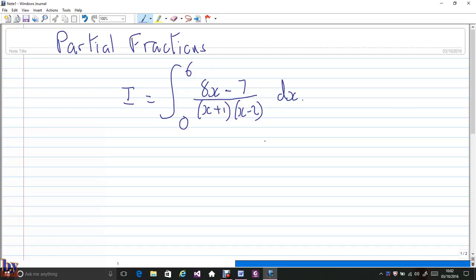I equals the integration between 0 and 6 of (8x minus 7) over (x plus 1)(x minus 2) with respect to x. Now, of course, normal integration, you just basically make it fit the standard tables. And unfortunately, this expression will never fit the standard tables. So we don't give up. What we do is manipulate the expression.